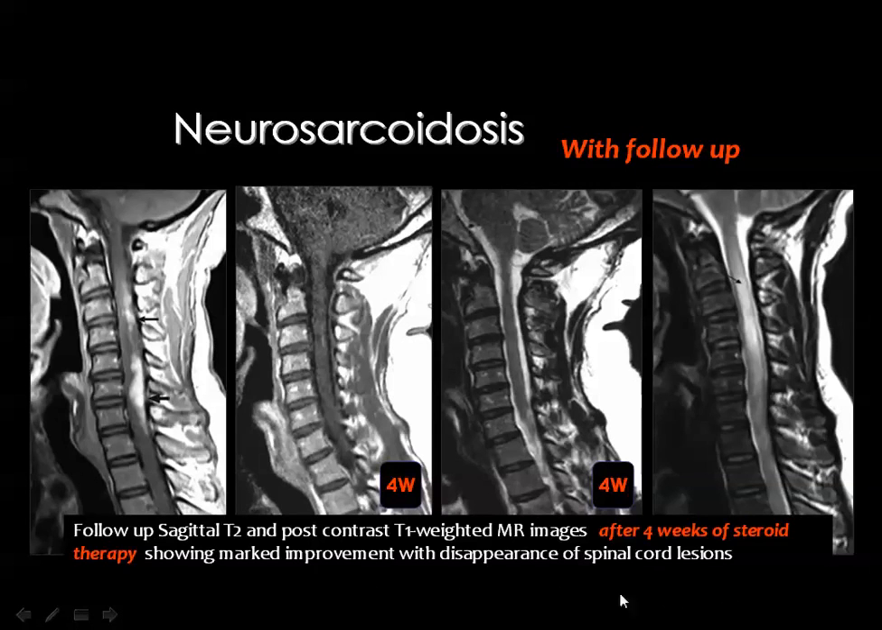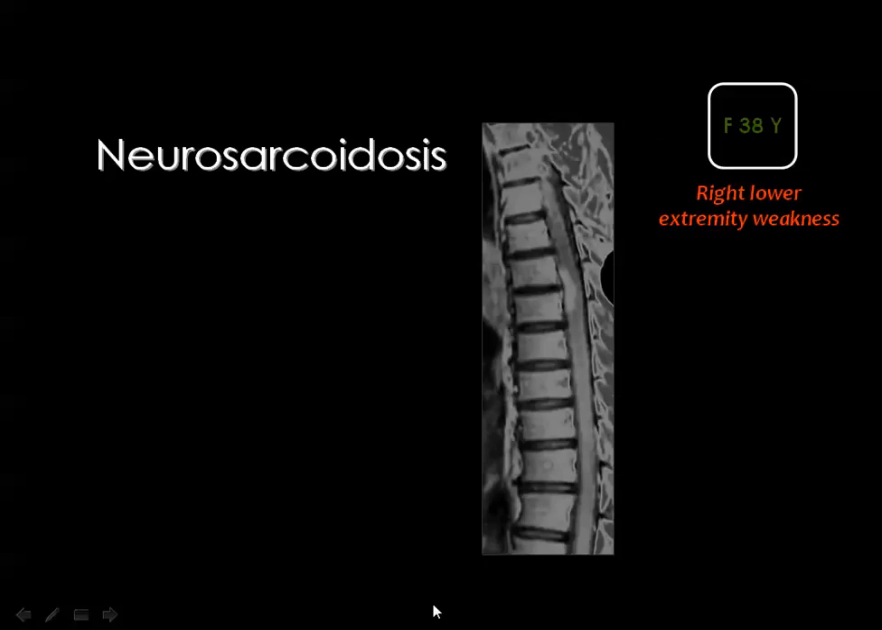This is neurosarcoid with follow-up after 4 weeks. This is the T1 weighted image, and here this is T1 post-contrast, the follow-up of this. There are big lesions that have been totally regressed, and also the diffuse intramedullary high signal intensity has also regressed. And this is one of the criteria of sarcoid, showing a regressive course with treatment. And this is one of the cases that I have seen in the practice.